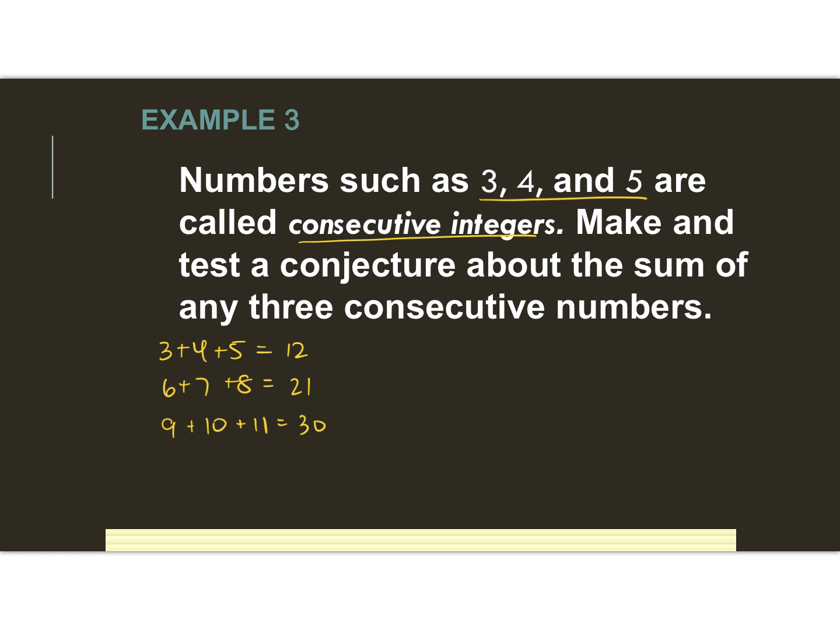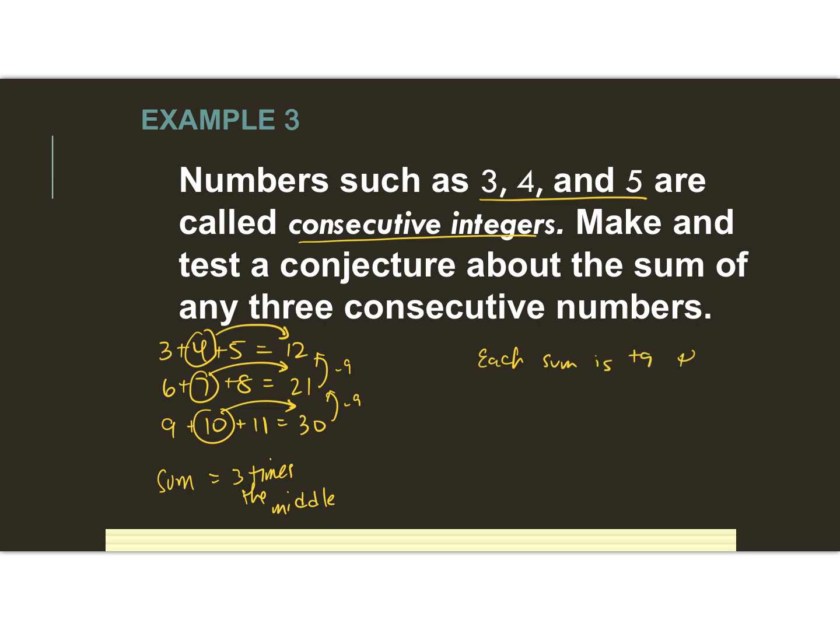And I get 30. And so I notice, wow, maybe my conjecture is that when I add them up, the sum is 3 times the middle number. Notice 7 times 3, notice 10 times 3. So the sum equals 3 times the middle number. That's one conjecture. Maybe somebody else said, oh, I noticed that when I subtract, it's always minus 9, or 9 more than the one before it. So maybe each sum is plus 9 the one before.